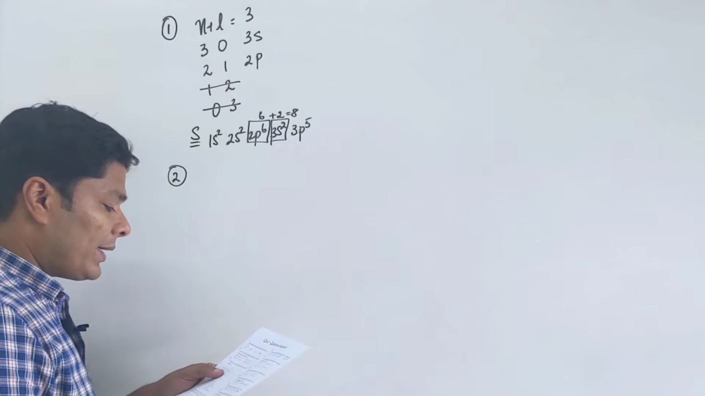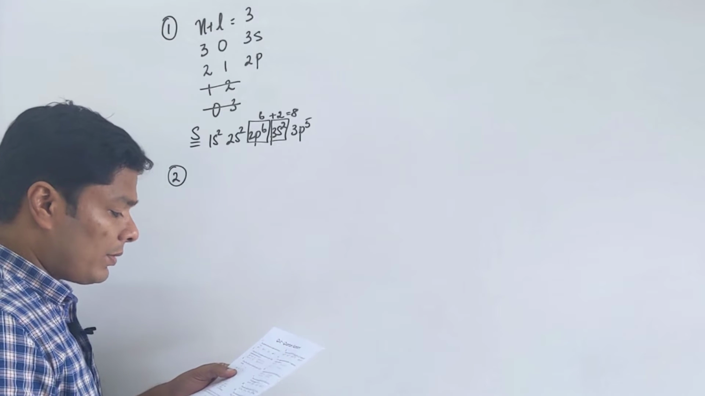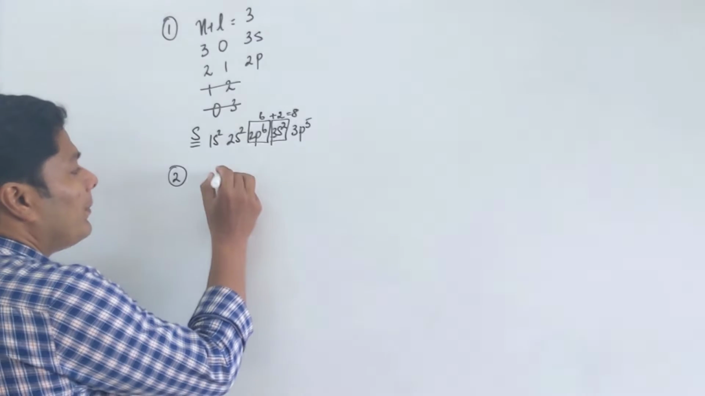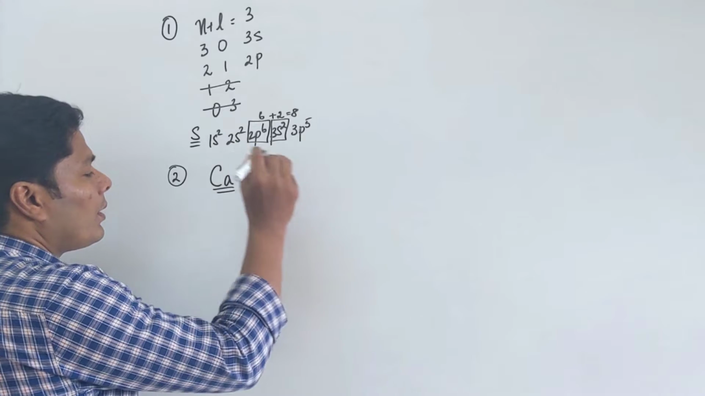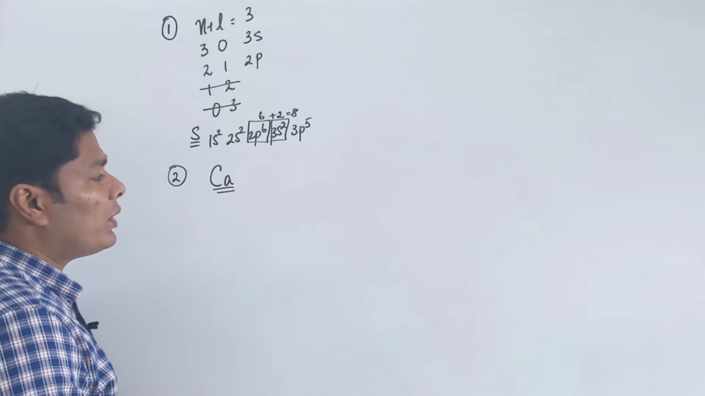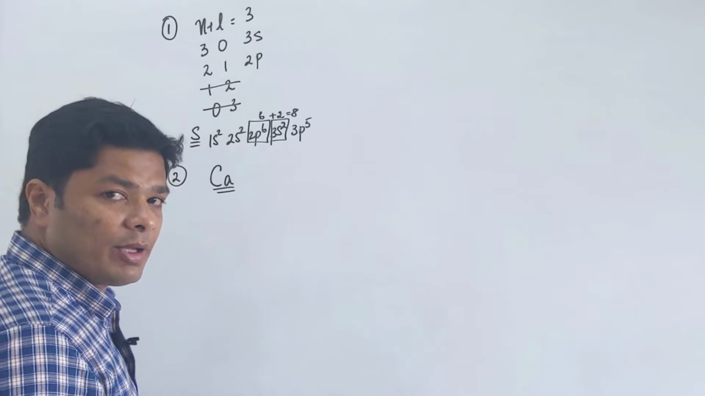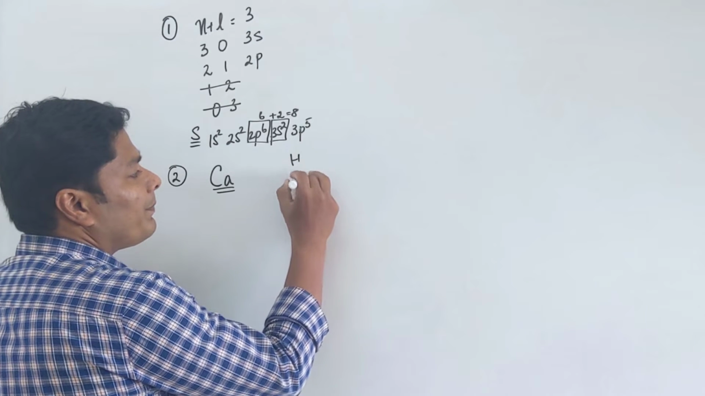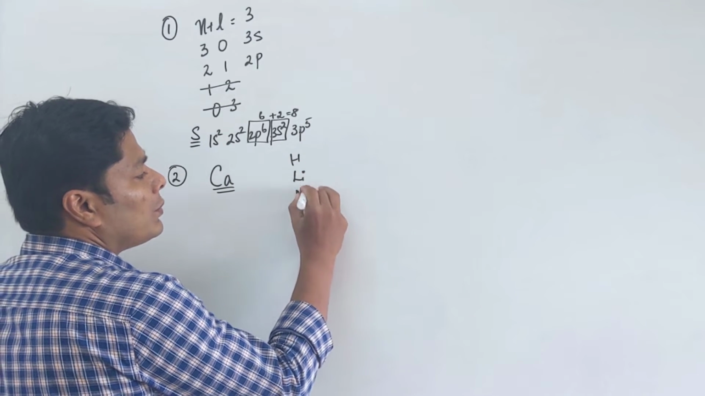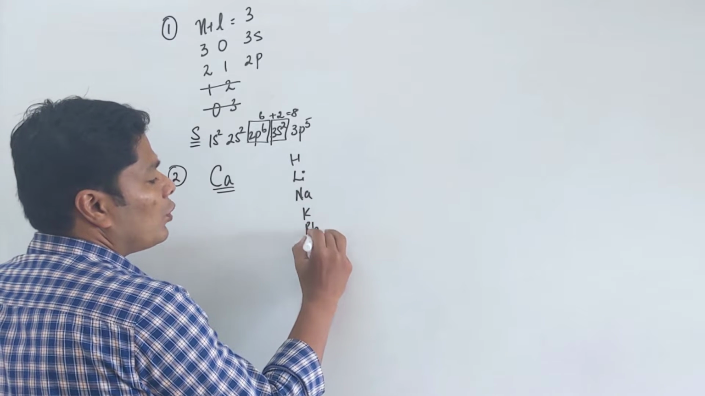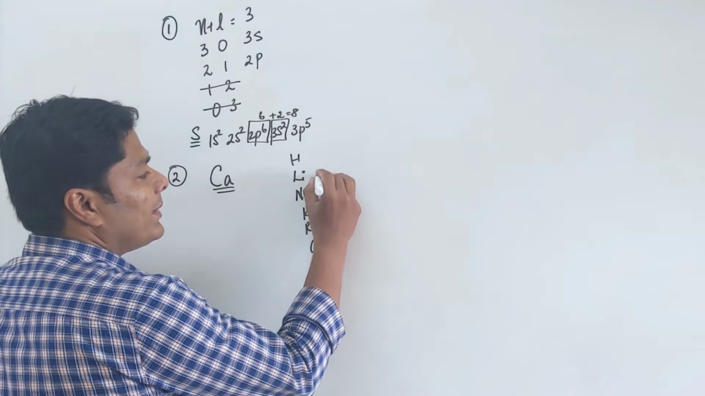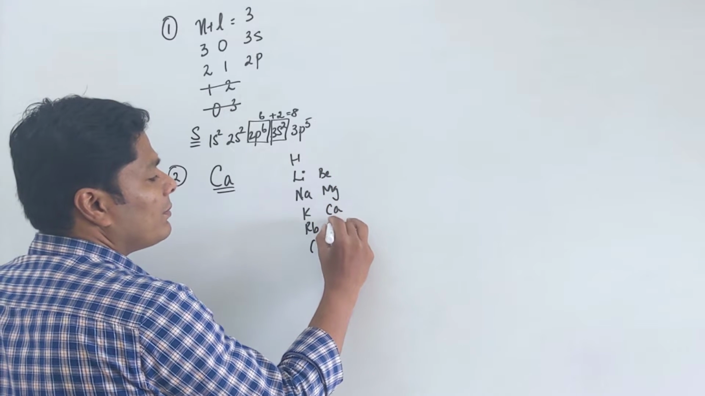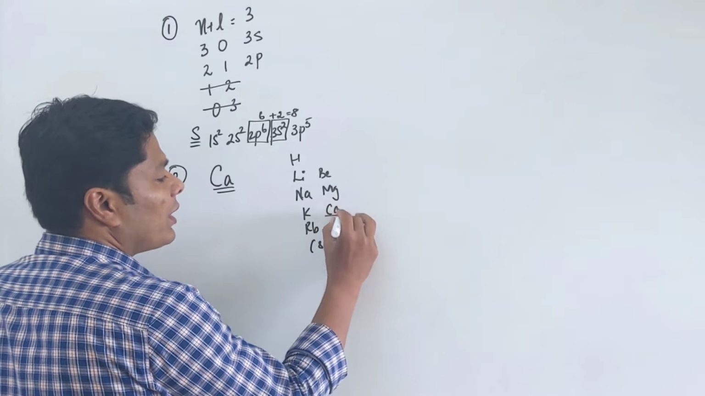Number 2, the correct set of four quantum numbers for the valence electron, or outermost electron, of calcium. So we are looking at calcium. You want to remember the periodic table. We will look at this in periodicity. So you have hydrogen, lithium, sodium, potassium, rubidium, cesium, and then beryllium, magnesium, calcium, strontium, barium. So we are talking about this one.